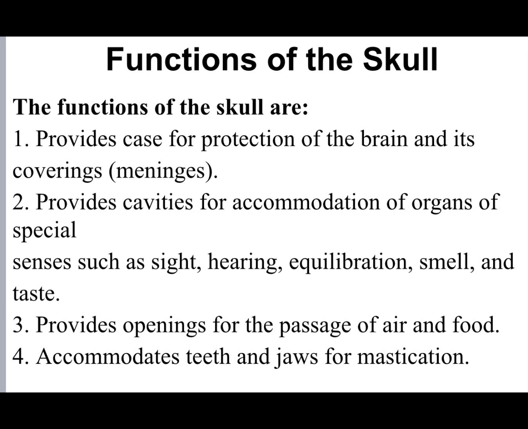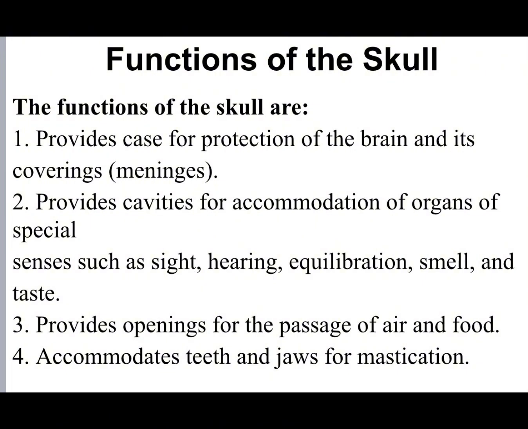Organs for the special senses. So special sense organs which are used for sight, which is the eyes, the ear for hearing, also the ear for equilibrium, and smell, which is the nasal cavity, also through the olfactory nerve, which we'll be discussing, and taste through the tongue, which we'll also be discussing. So these are the four functions that the skull provides human beings with.